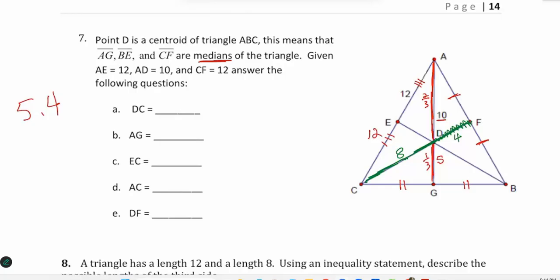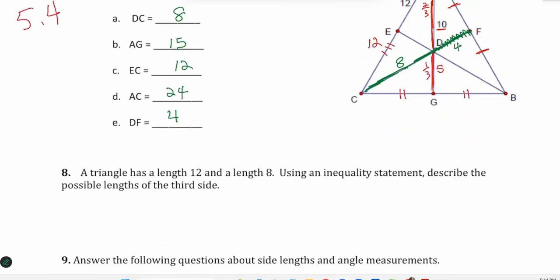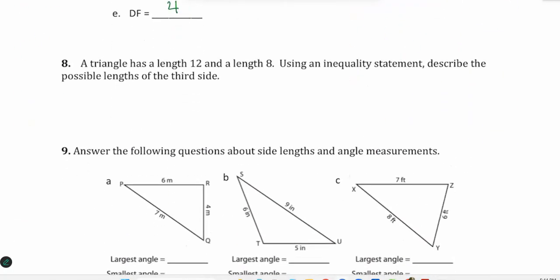Let's see if we can answer these questions now. So DC is going to be 8. AG is going to be 5 plus 10, which is 15. EC is going to be what? 12. AC is the whole thing. That's 24. And DF will be 4. Okay, so that's 5.4. Now we're in 5.5.